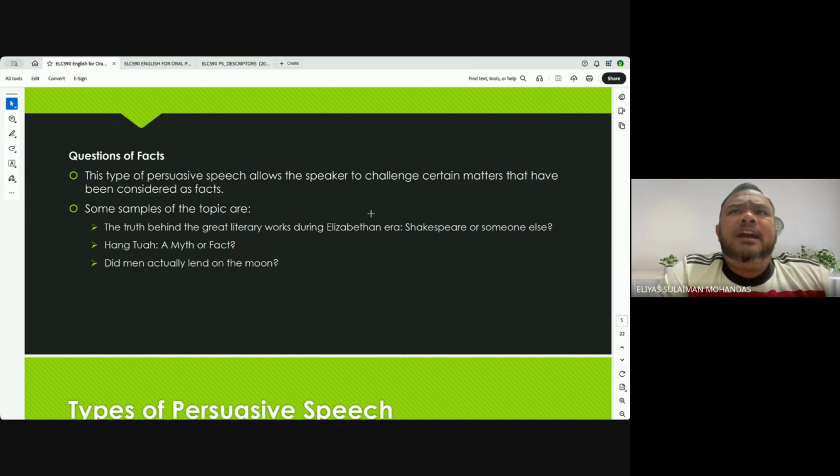Some people believe that Hang Tuah existed. Some people believe that Hang Tuah is just a mythological character or persona, something that was invented by the great Malay literary writer, who happens to be Tun Sri Lanang. So dia kata Tun Sri Lanang tu yang created that so-called persona. Sebenarnya Hang Tuah tak wujud pun, for example. And that's why some people who believe that Hang Tuah is just a myth, it's not a fact.